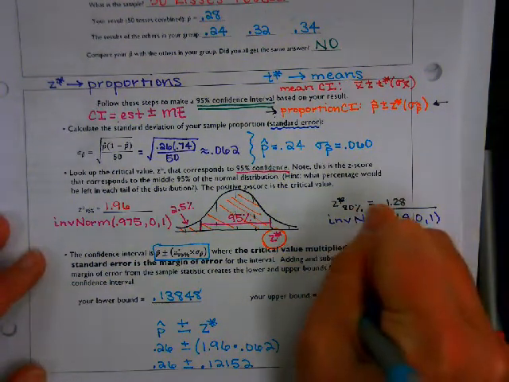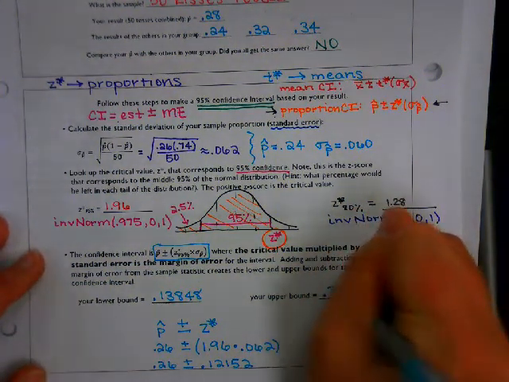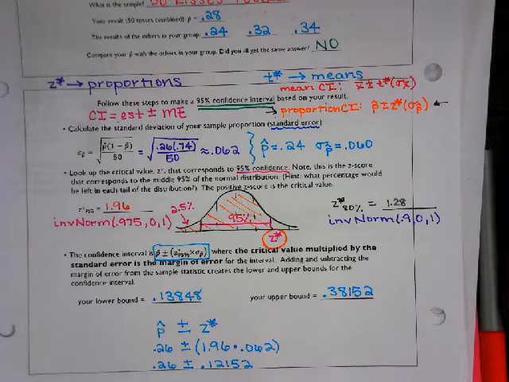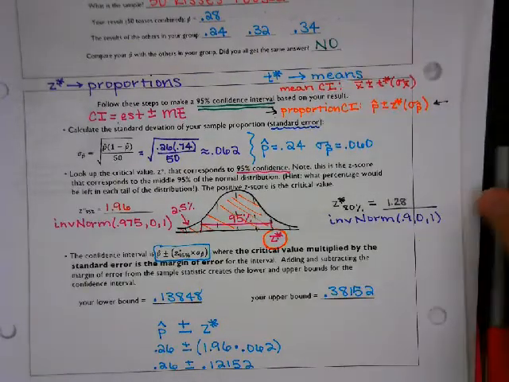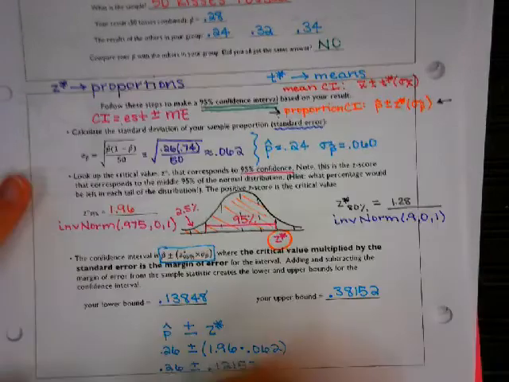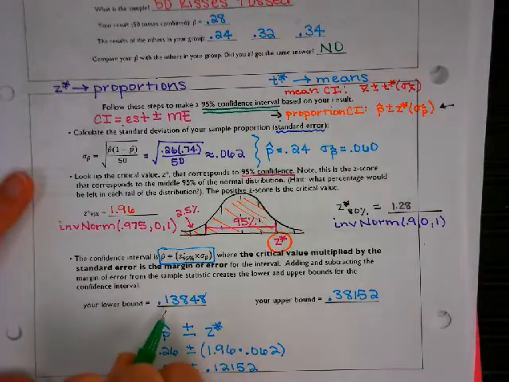And then remember, we write our actual confidence interval like a point. So my confidence interval goes from 0.13848 up to 0.38152. And it looks like a point when I write it.